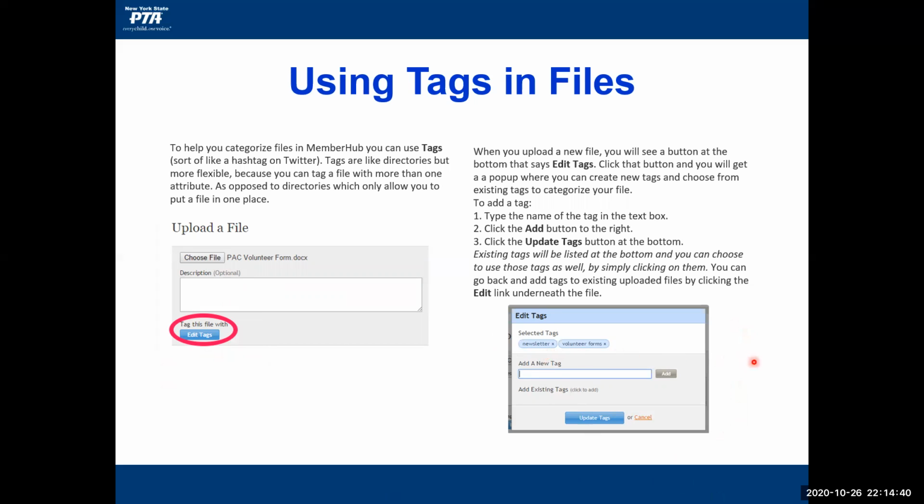So if you uploaded a file and it was a newsletter, you could tag it as a newsletter. And if somebody wanted to search for newsletters really quick, all they would have to do is in the file section, they would type newsletter, and it would pull up everything that was tagged newsletter. By default, files are generally organized either in alphabetical order based on file name, or they're put in order based on chronological order, the day that they were uploaded.